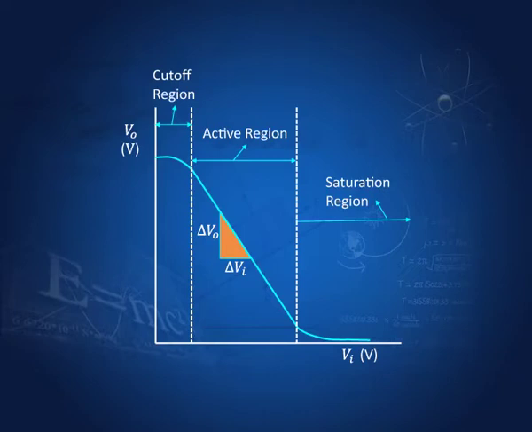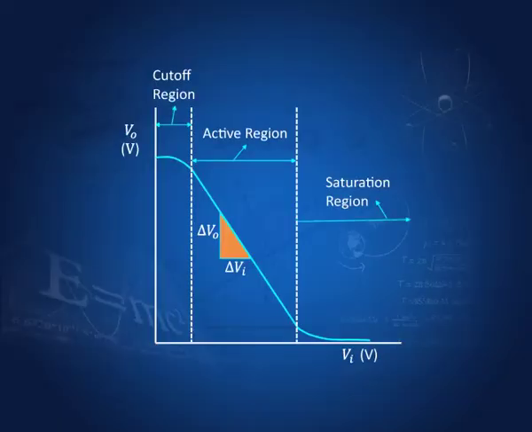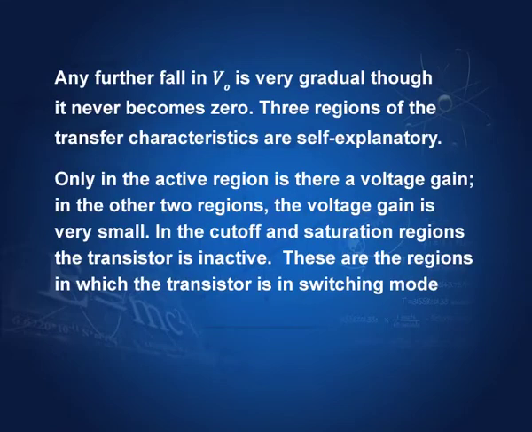And what is an amplifier? It amplifies output with respect to the input. So, delta V0 would be larger than delta Vi. This ratio, delta V0 by delta Vi, gives us the voltage gain, how much Vi has been enhanced to get V0. That gives us the voltage gain of the transistor, and therefore, this region is the region where the transistor acts as an amplifier. The three regions of the transfer characteristics are self-explanatory. I have explained to you already.